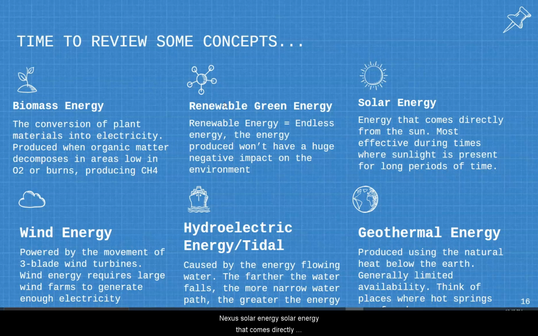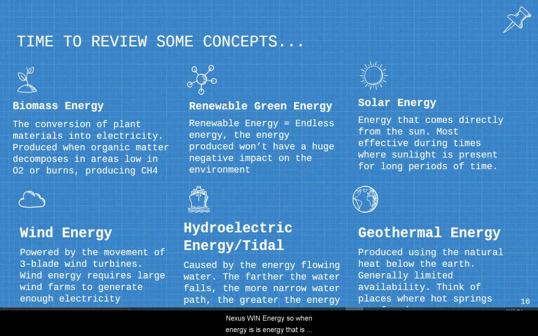Next is solar energy. So energy that comes directly from the sun, most effective during times where sunlight is present for long periods of time. So this is a clue here for you. I remember I showed you a map of where ET wants to live. If you remember, the map is in an area where there may or may not be enough sunlight to actually utilize this energy. So try to keep that in mind when you are designing your home, to take into consideration where he actually wants to live. And that will give you clues as to what kind of energy will be best suited for his home.